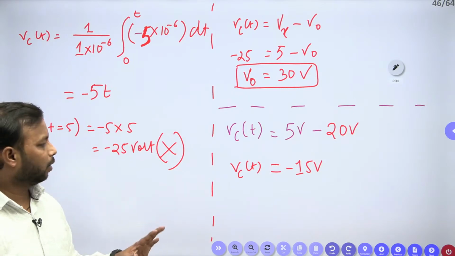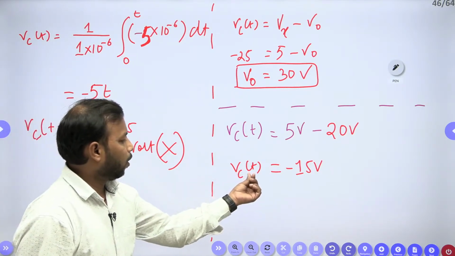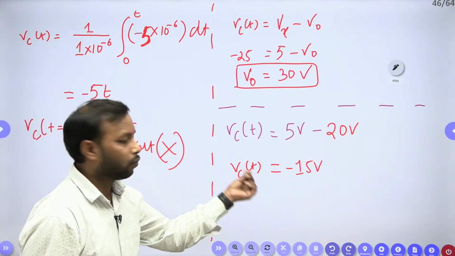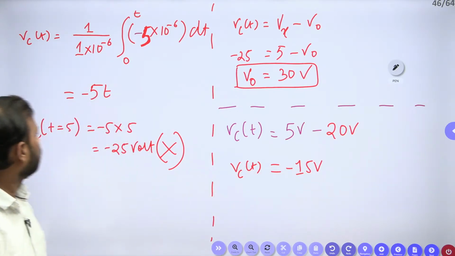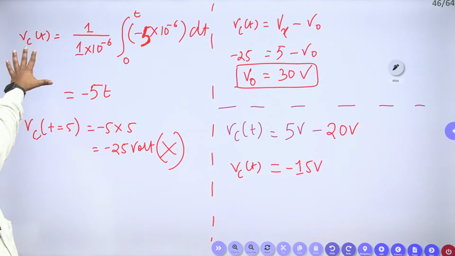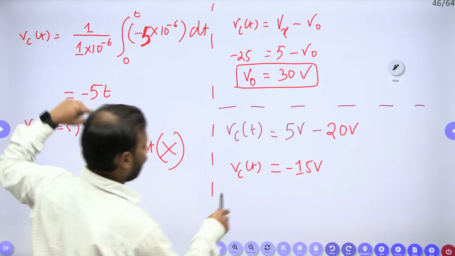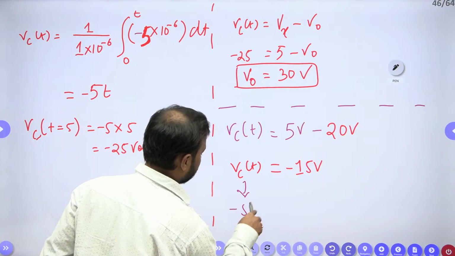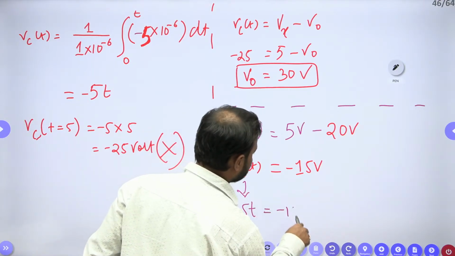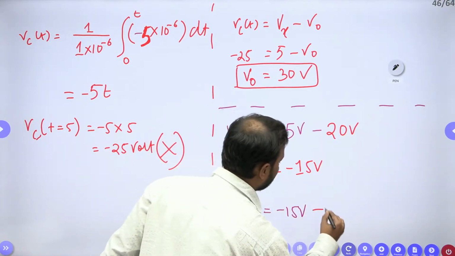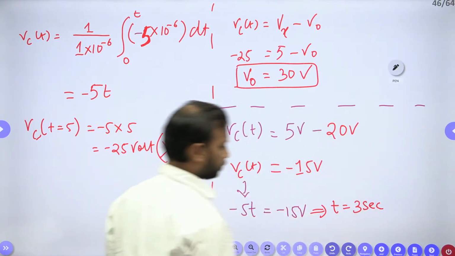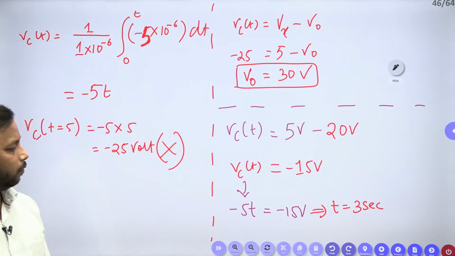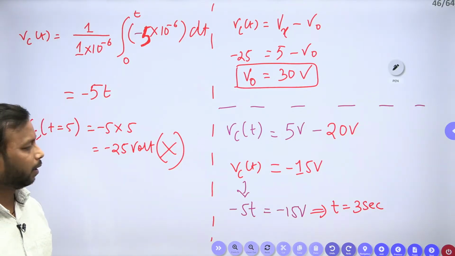Am I clear? Now, what will be the time such that it reaches minus 15 volt? We have the equation for capacitor as minus 5t. So this will be minus 15 volt. So from here, t value will be 3 seconds. Am I clear?